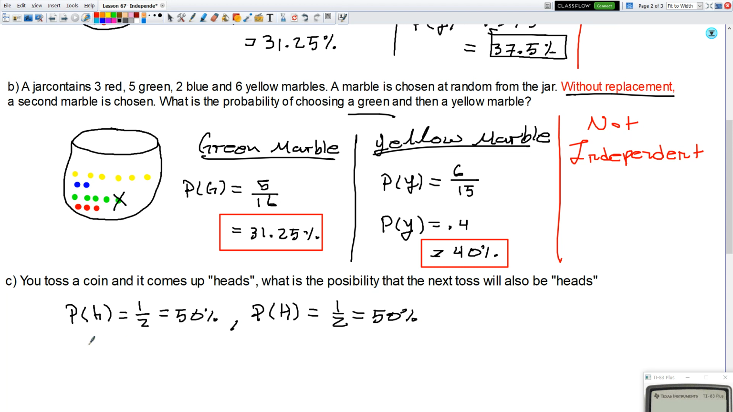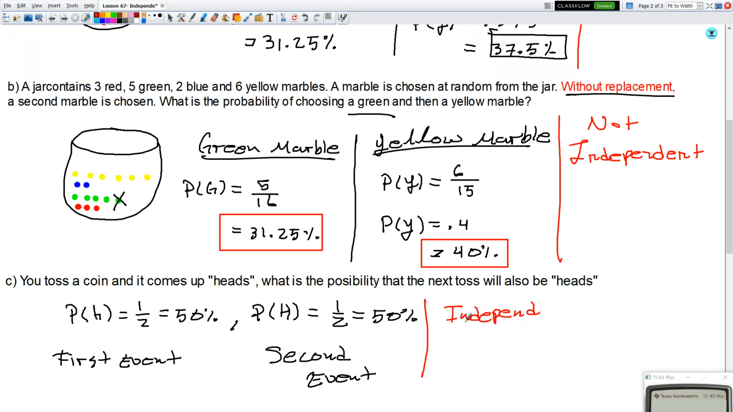So notice that this is the first event, and this is the second event. Notice that the first event did not have any effect on the probability for the second event. So example C is another example of an independent event.